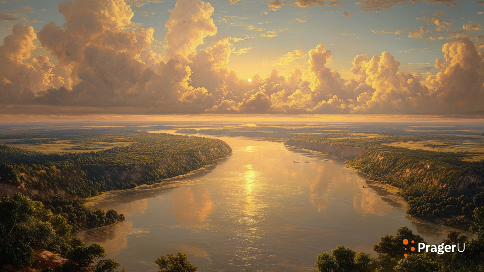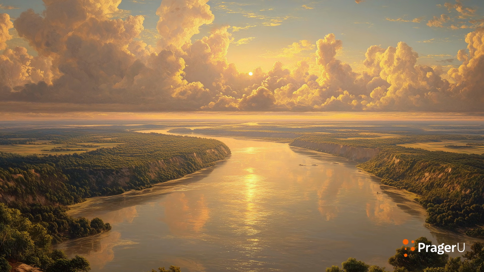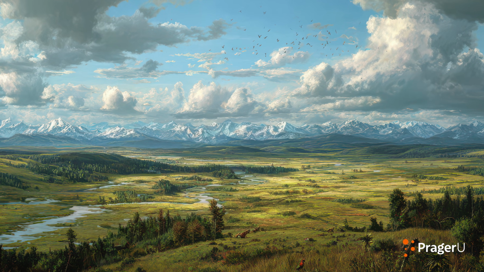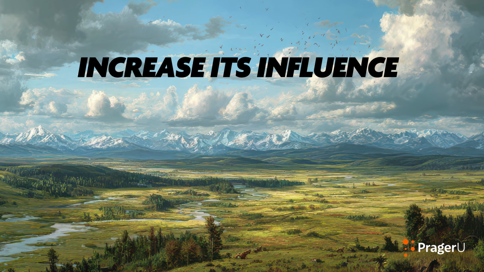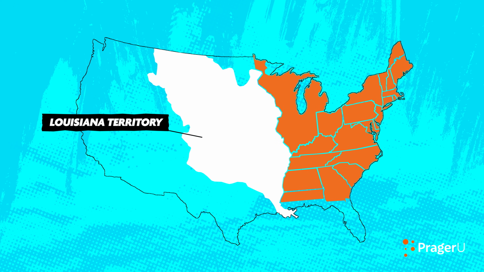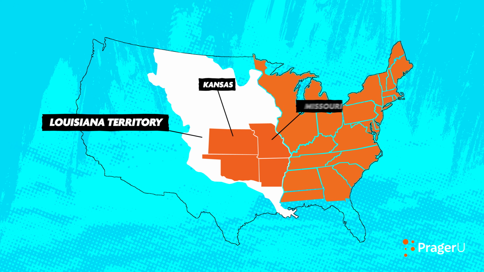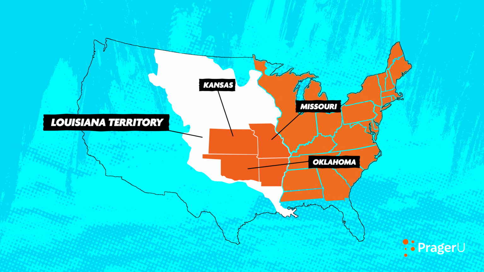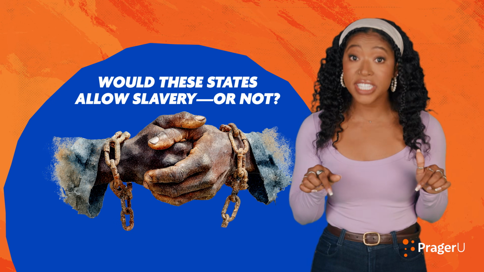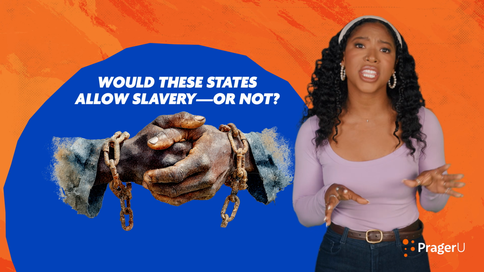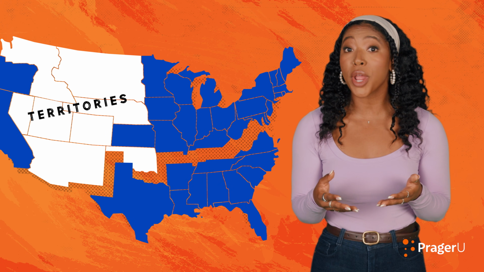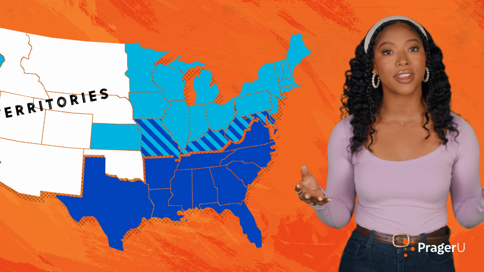Now, with greater access to the Mississippi River and all that fertile land and resources, the United States was poised to increase its influence in world affairs. From that newly acquired territory, new states like Kansas, Missouri, and Oklahoma were formed. Would these states allow slavery or not? This question continued to plague the nation to the point where many of the states in the South wanted to break away from the country altogether.